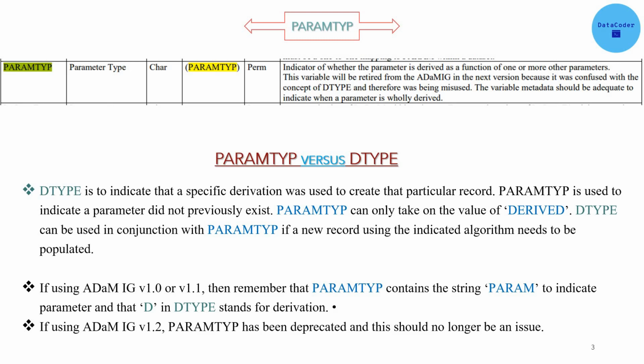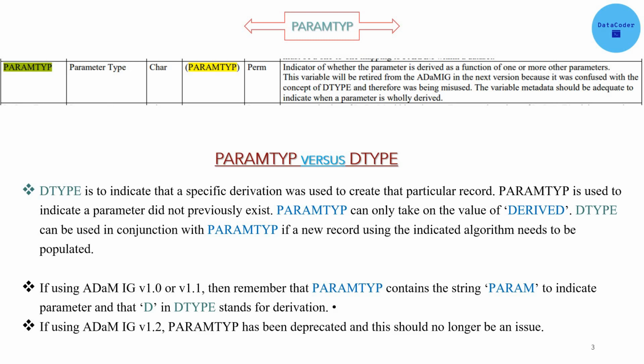DTYPE is to indicate that a specific derivation was used to create the particular record. PARAMTYPE is used to indicate a parameter that did not previously exist. PARAMTYPE can only take the value of DERIVED. Okay, so the expected value for PARAMTYPE is DERIVED if a new parameter has been derived, and DTYPE can be used in conjunction with PARAMTYPE if a new record using the indicated algorithm needs to be populated.